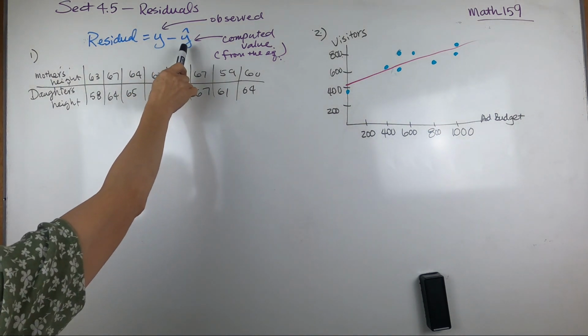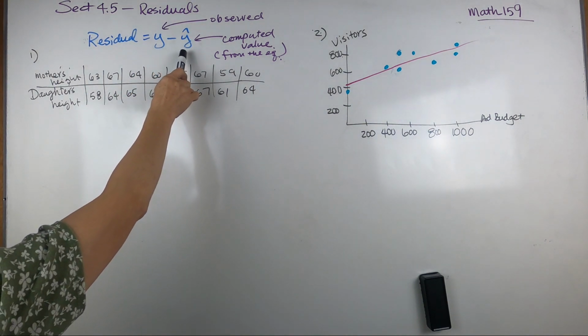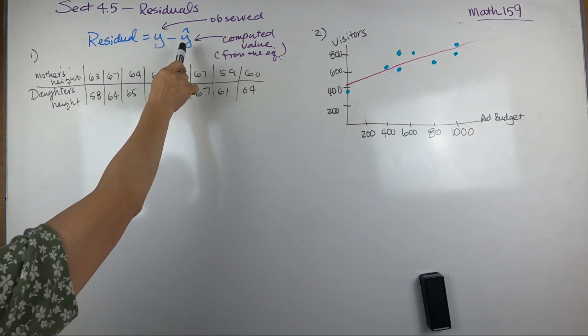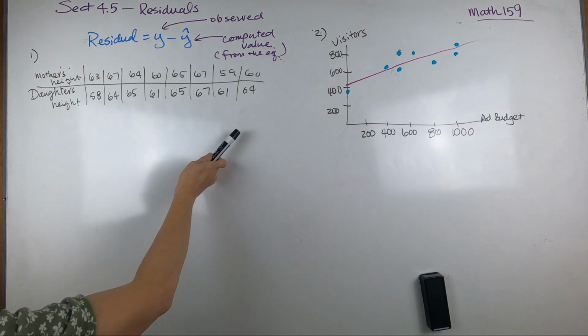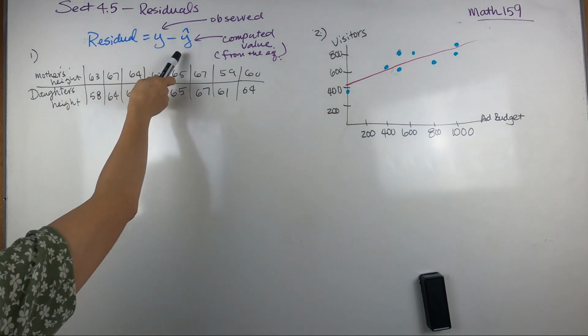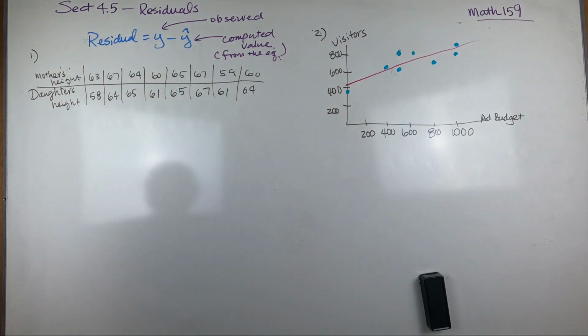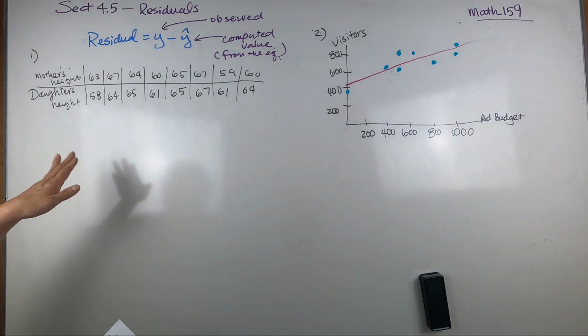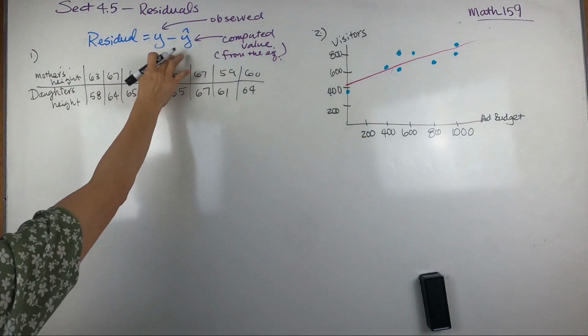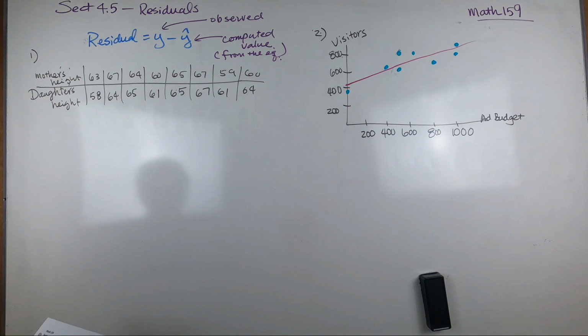When we use y hat, it means from the equation, you calculate the value. Then y is the observed value. Then we find the difference between them. Subtract the values, the quantity, right? The remainder after you do the subtraction. Let's see some examples, so you might have some idea.